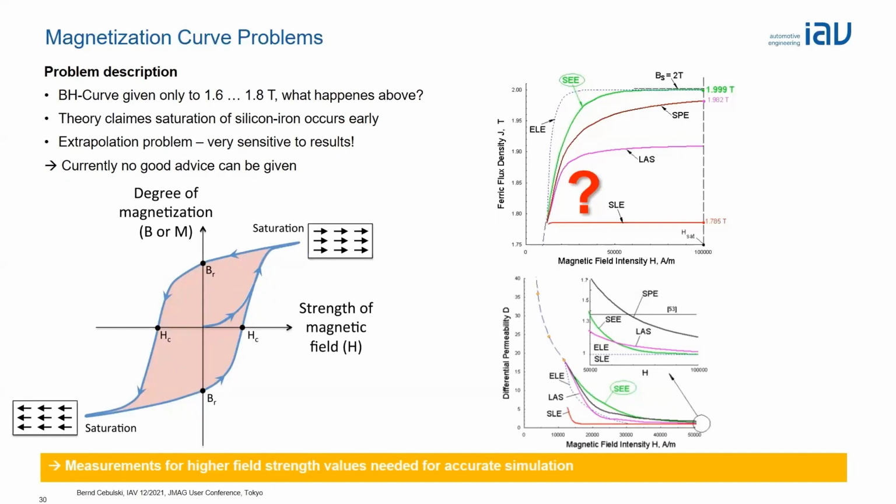Currently, I cannot give you a good answer. What is the best approach to face that issue? At least you have to think about this. The best way is, of course, measurement, but it's not so easy to measure things higher than 1.8 Tesla. Things get more severe if you don't use only silicon iron. If you use, for instance, cobalt iron, which has a much higher saturation flux density, things get even more severe. So this is something you need to consider. Otherwise, the simulation results will be very inaccurate.